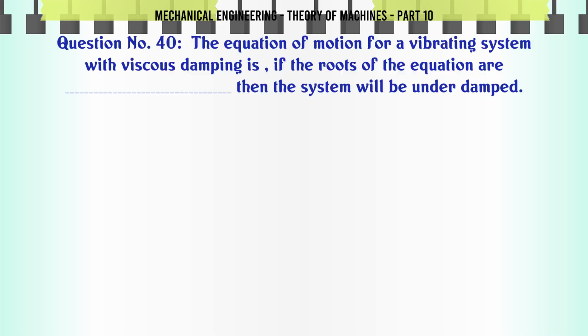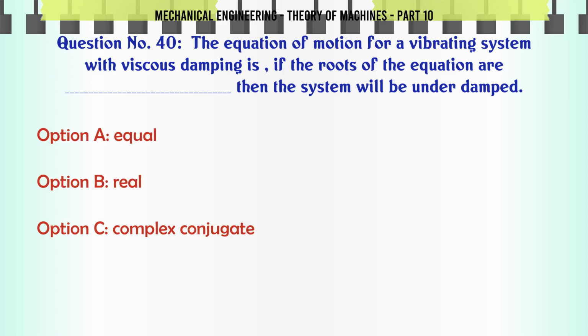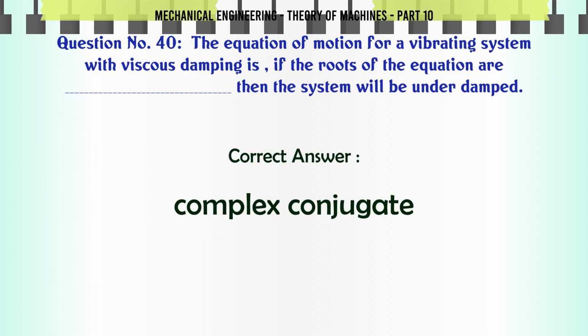The equation of motion for a vibrating system with viscous damping is given. If the roots of the equation are ___, then the system will be underdamped. A. Equal. B. Real. C. Complex conjugate. D. The correct answer is complex conjugate.